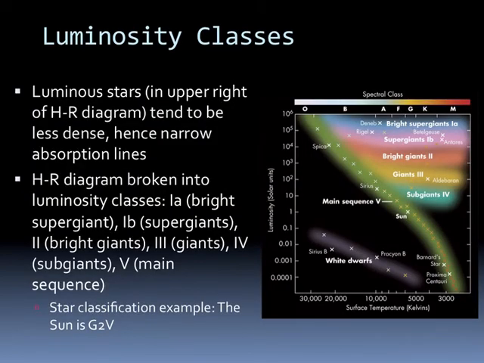So luminous stars, again in the upper right of the HR diagram, tend to be less dense, hence they have narrow absorption lines. So now the HR diagram can be broken into luminosity classes. Class 1, the bright supergiants, 1a and 1b, the supergiants; 2, the bright giants; 3, giants; 4, subgiants; and 5, the main sequence stars. So now the Sun is a G2 V star.